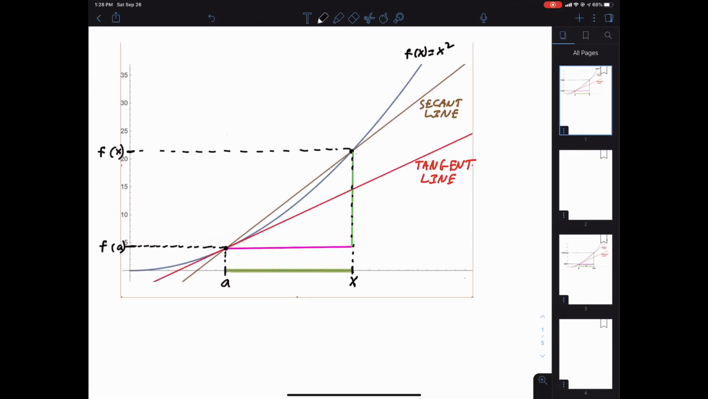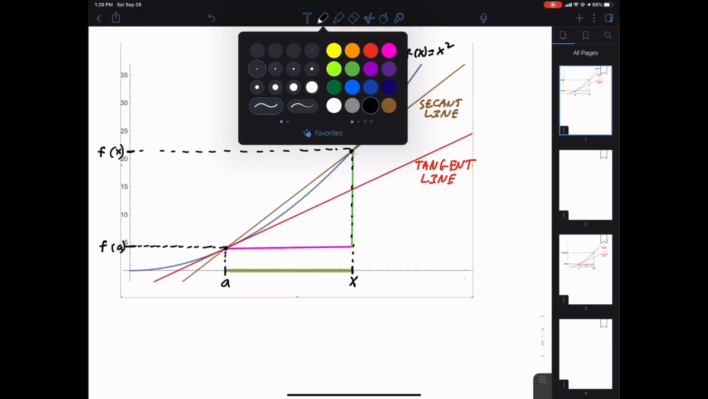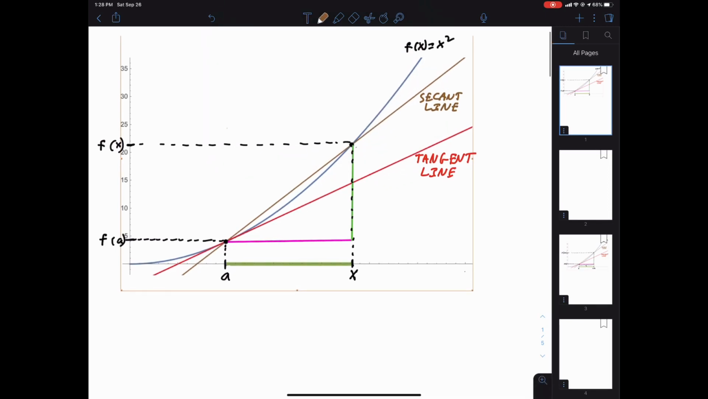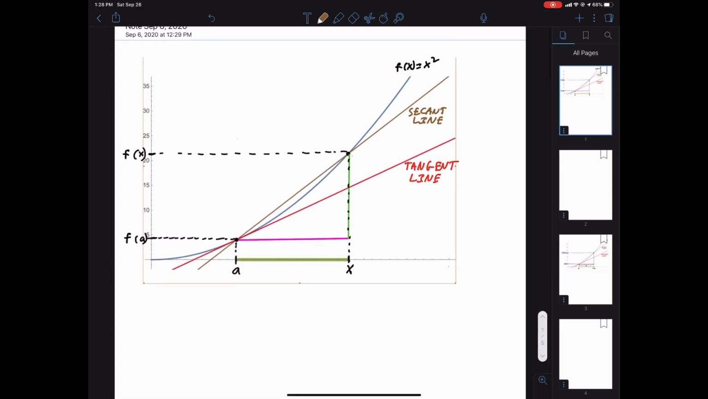This is where I'm going to show you where the formula comes from. So we have the same graph. The function is x squared. We have the secant graph labeled, the tangent graph labeled, and we have the point A and the point X. And the slope of the secant line is, and we did this in the last video, so it's just a reminder.